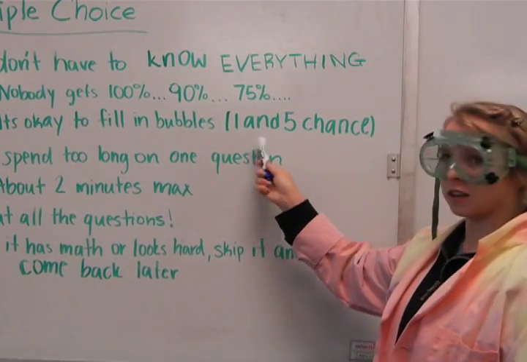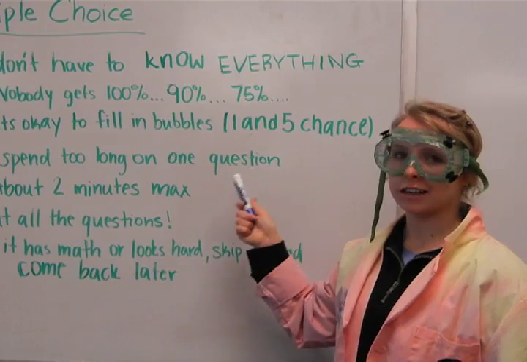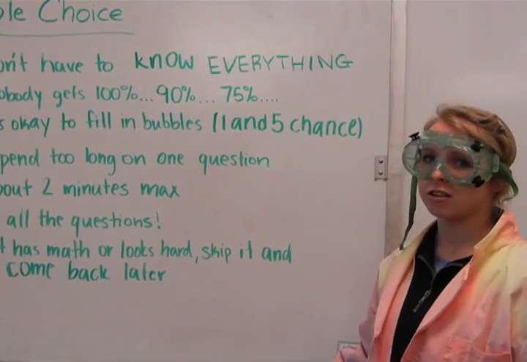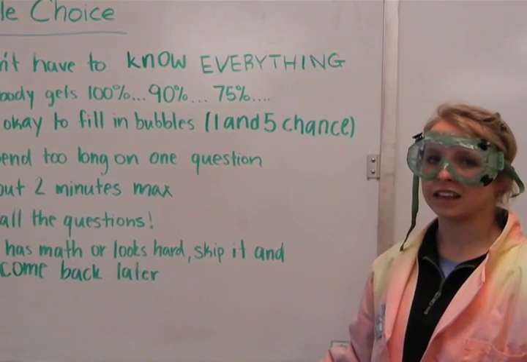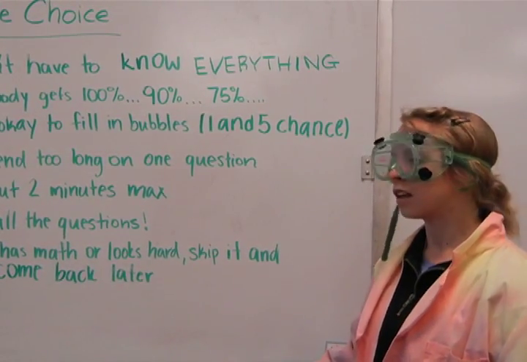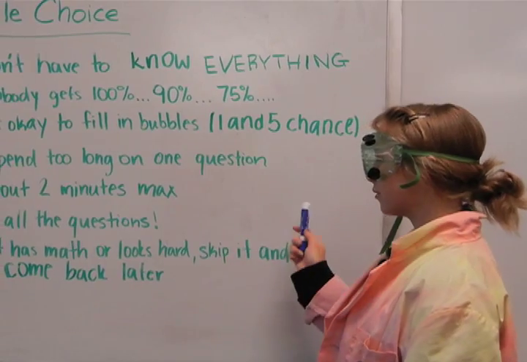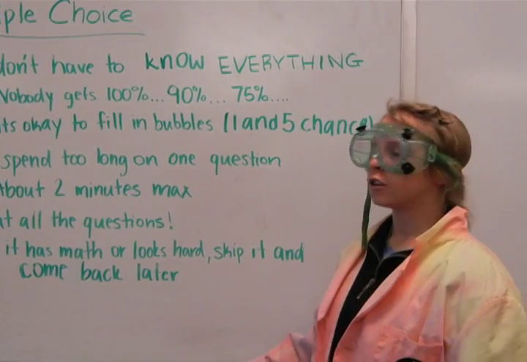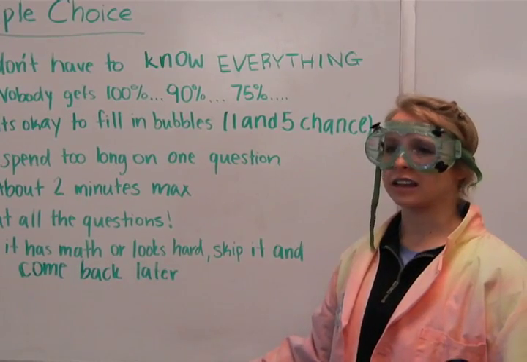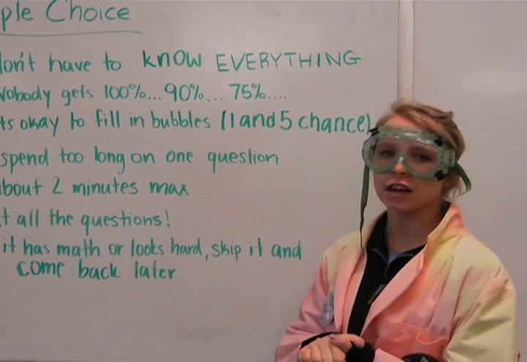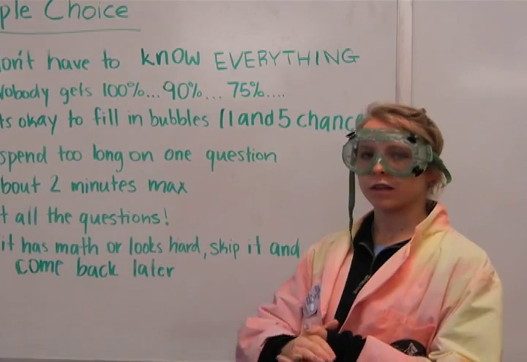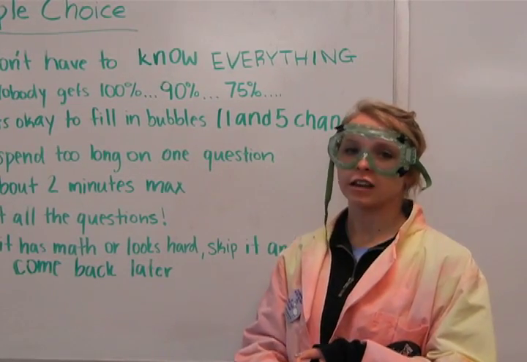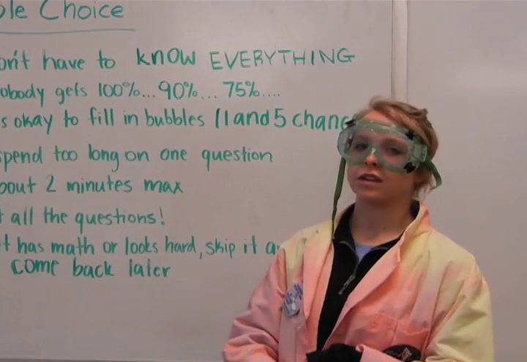But always fill in the bubble with a good logical guess, because you have a 1 in 5 chance of getting it right, and you don't want to leave bubbles blank if you could have gotten the answer right with a guess. Number 2, don't spend too long on one question. About 2 minutes max or less. Make sure you're pacing yourself, because you want to get through the test so you are able to consider each question, because you don't want to miss some easy points.